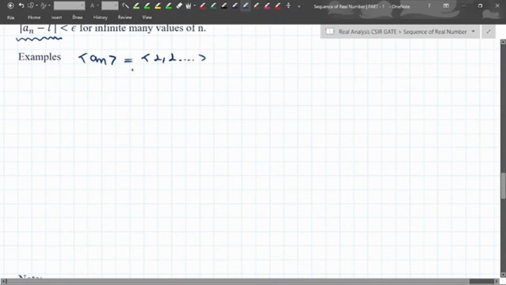Now let's say 1 belongs to L. For example, my L is equal to 1, then I will just write the interval 1 minus epsilon, 1 plus epsilon. So is 1 contained in this? Yes. The next term is 1 again, contained in this interval.